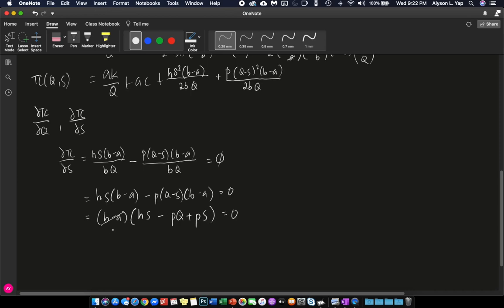We cancel B minus A, and we will end up with S times the quantity P plus H, this plus this, no? And then minus PQ will be transposed to the right. So this is equal to PQ. And in the end, we will get S is equal to P over P plus H times Q. Surprisingly, we were also able to get the same value for S in terms of Q in model number 2. Okay?